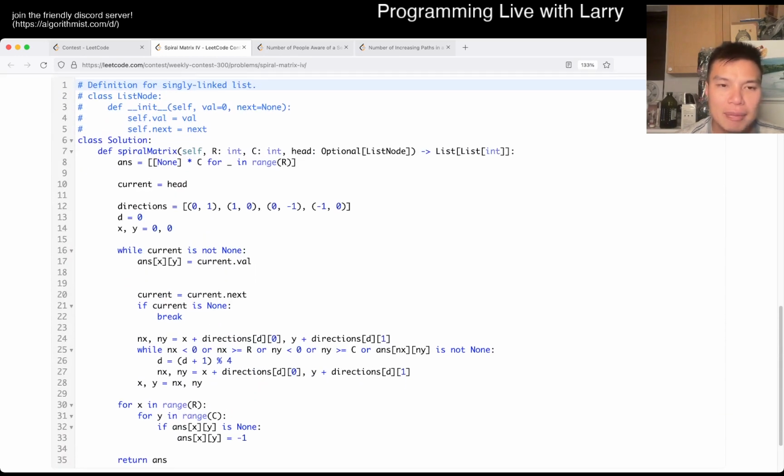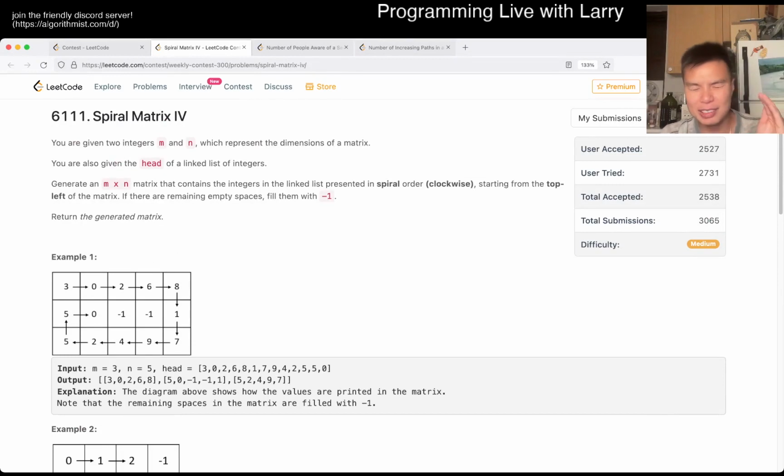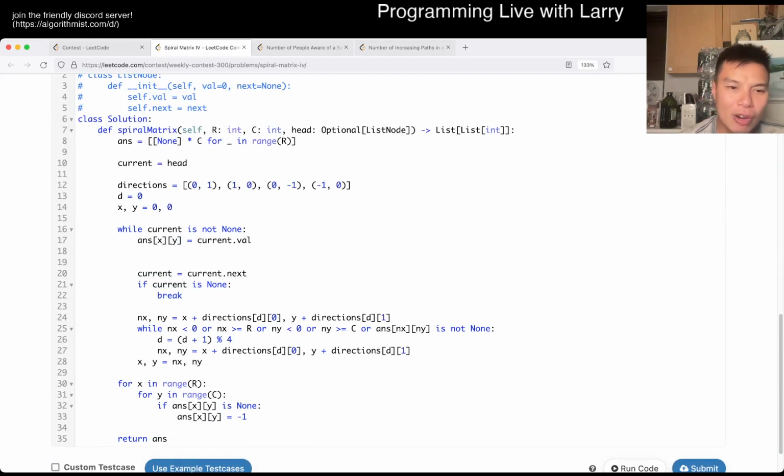This is my code. Basically, I keep on going right until I can't anymore, and then go down until I can't anymore, and then go left until I can't anymore, and then go up, and so forth, all the way going clockwise, right? And that's basically the idea. Reminder to fill the extra with -1. So this is my code.